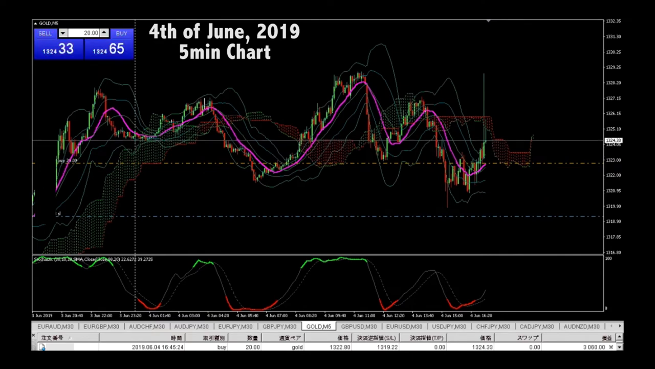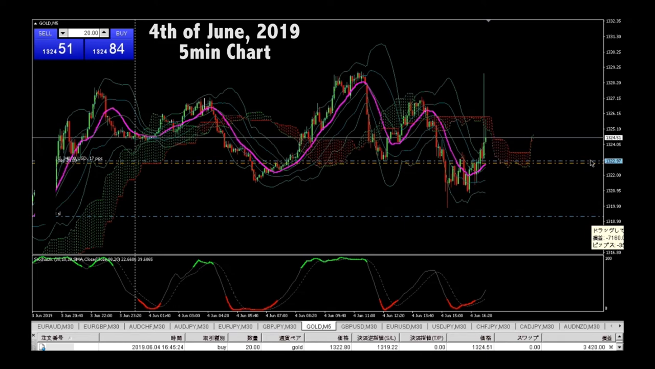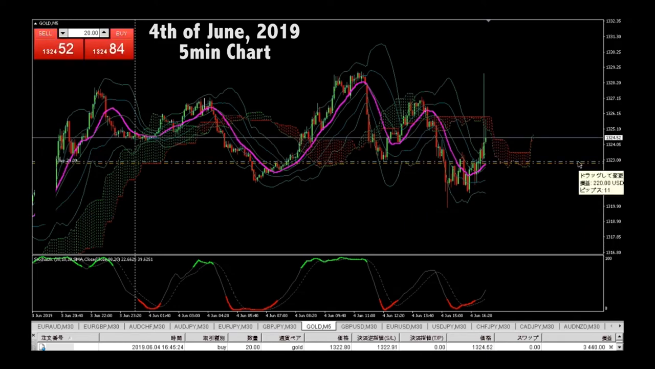let me move the stop loss to slightly above the entry level. The reason is that whenever this kind of sudden movement happens, the price could spike in either direction. So it's always safe to secure the account in this kind of situation.